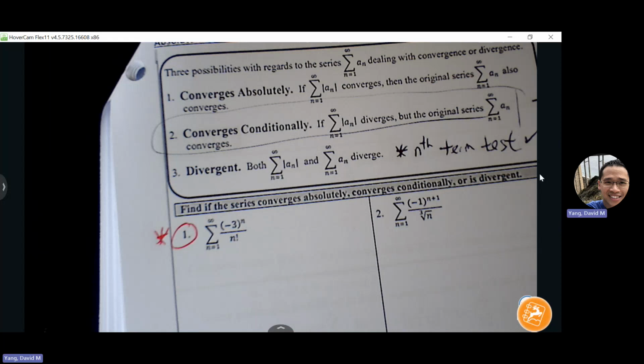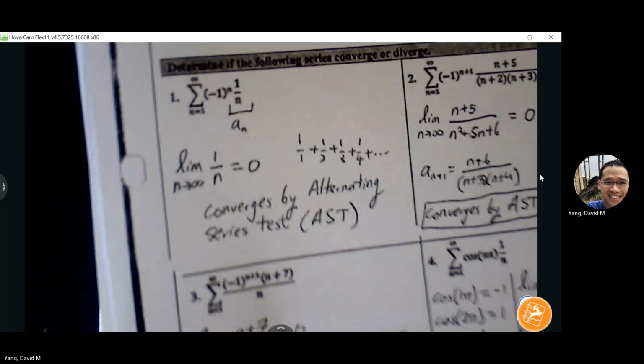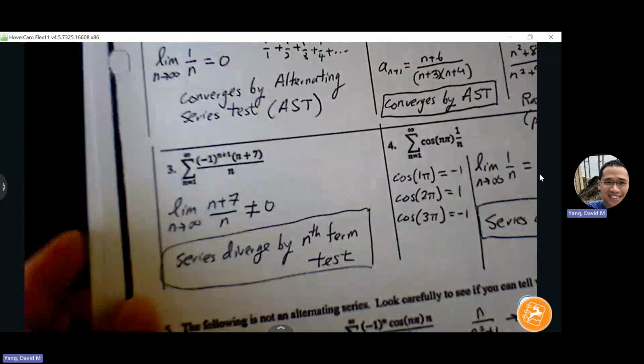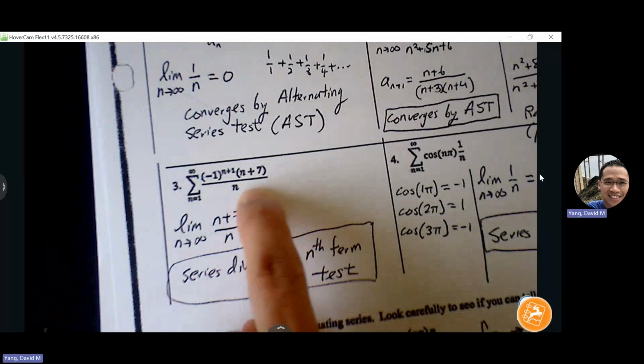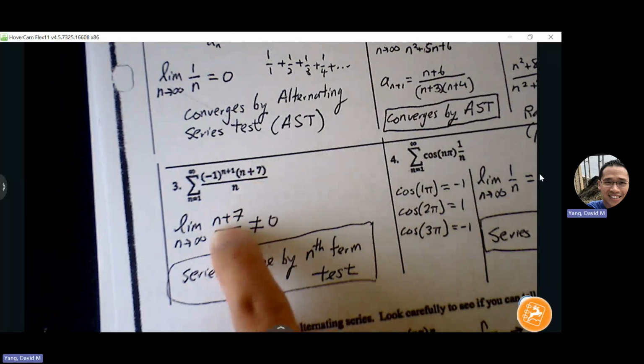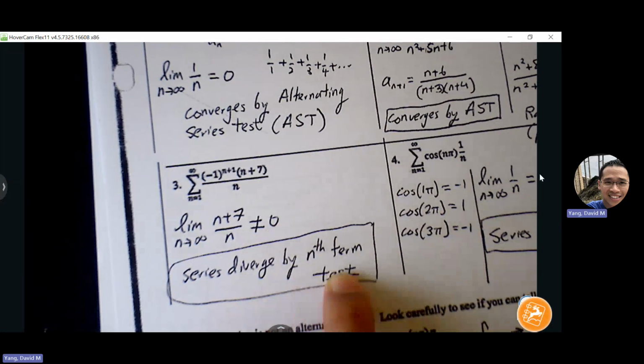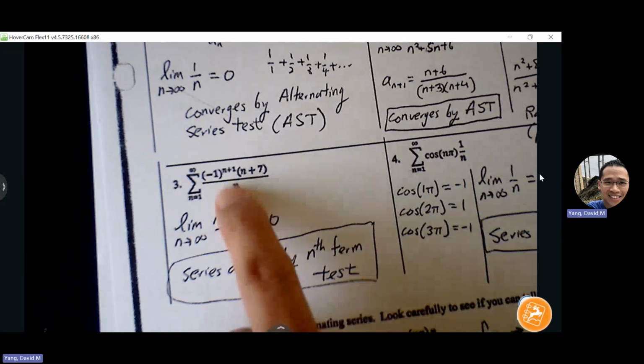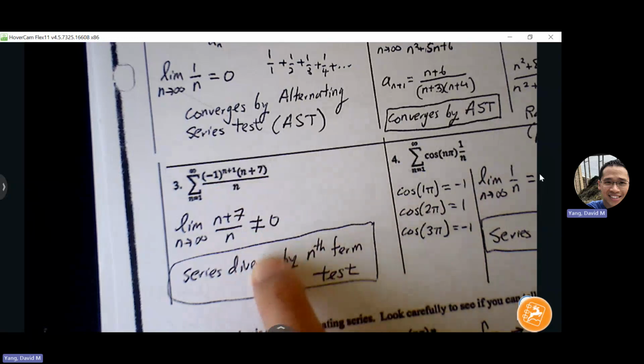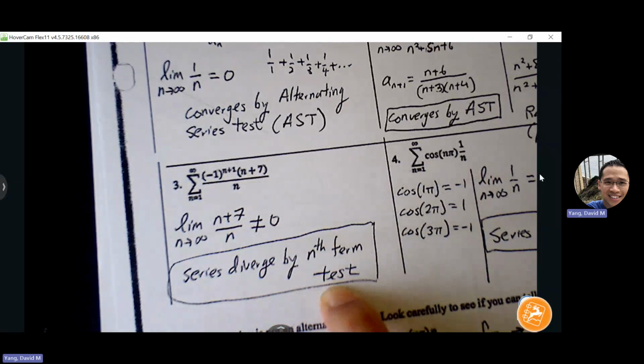So that is why for number 3 on the previous page, if we're able to just show that this series without the alternator doesn't go to 0, then we just say that the series diverges by the nth term test. We don't even care about the alternator because the rule of sequence is already failing the nth term test. Does that answer your question?